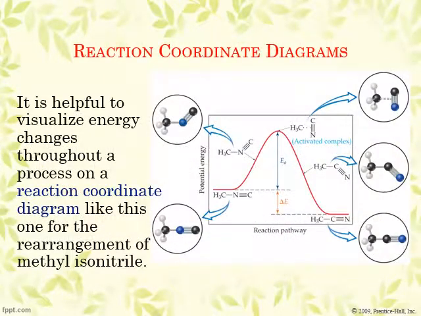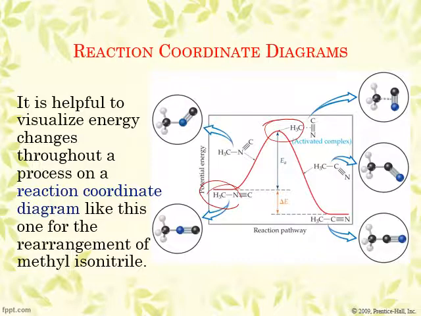So if you look at this graph here, the plot of potential energy versus reaction pathway, this point here is the reactant. It must come into contact before it forms the activated complex, which means at the maximum point here. Then product will form after the formation of the activated complex.